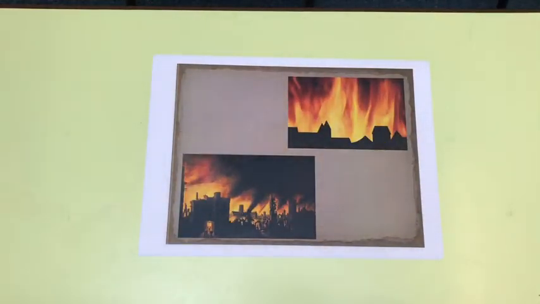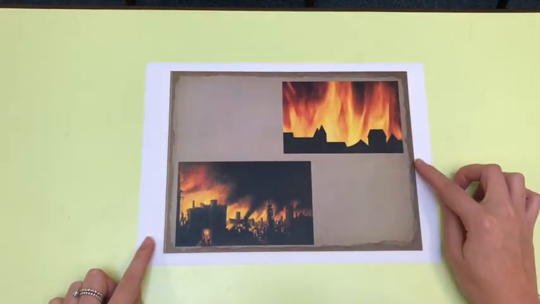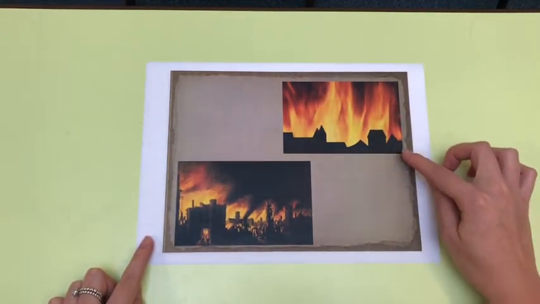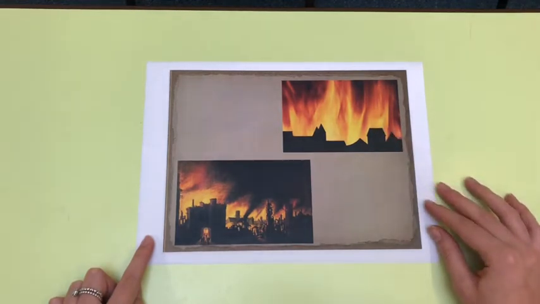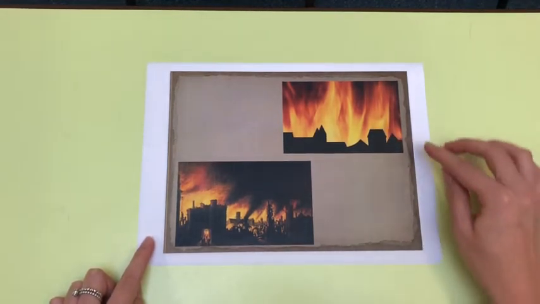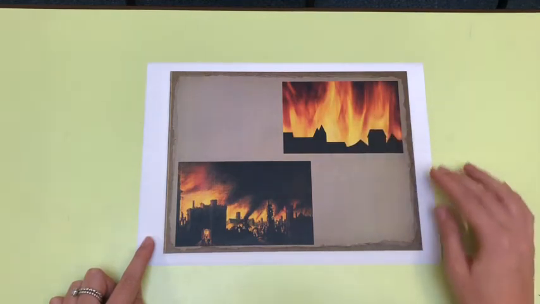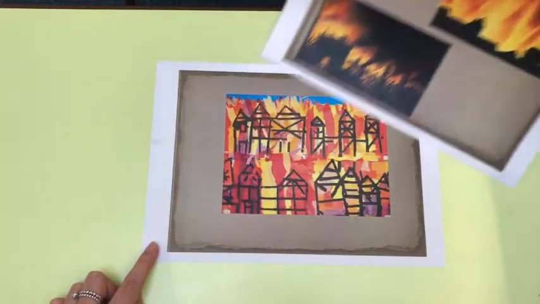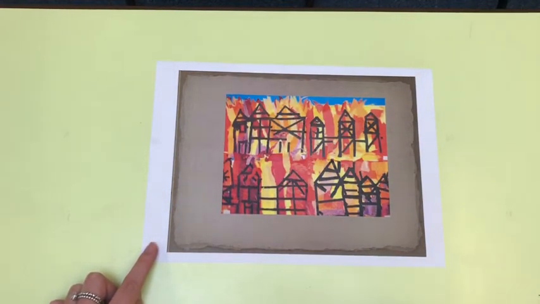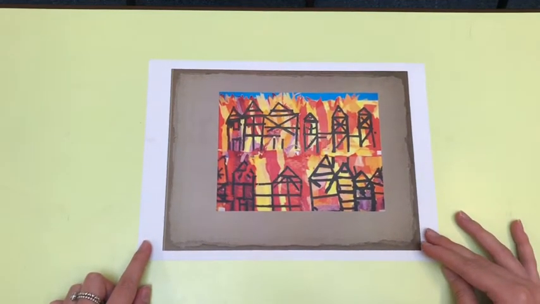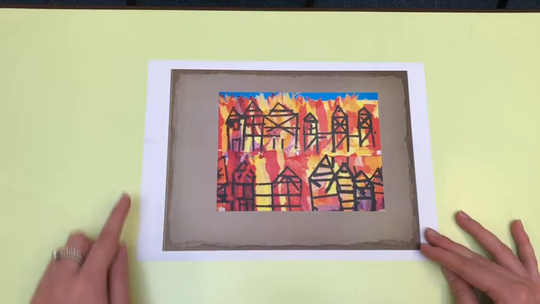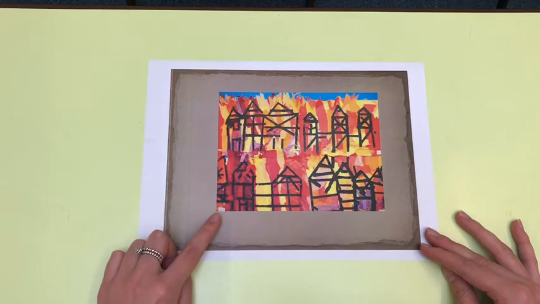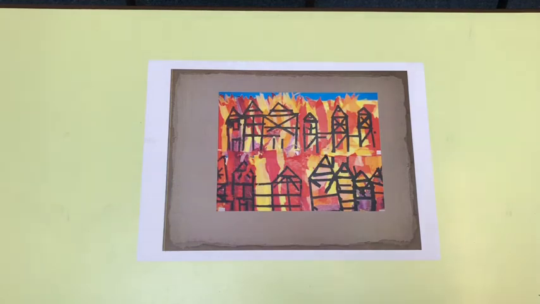So children, this is what a silhouette scene or painting looks like. A silhouette is the dark shape, the dark outline of something or someone. So this picture is the outline, the silhouette of some buildings. And hopefully by tomorrow, we are going to have created something that looks a little bit like this. And today we are going to focus on making the background for our silhouette scene. And as you can see, the silhouette is of the Tudor style houses. And we're going to focus today on making our background.